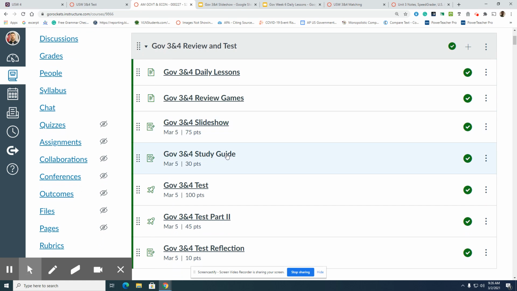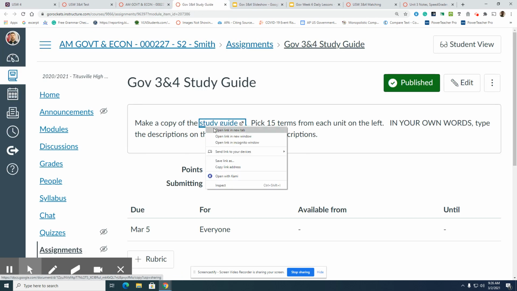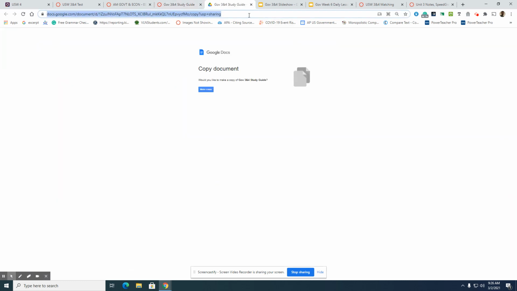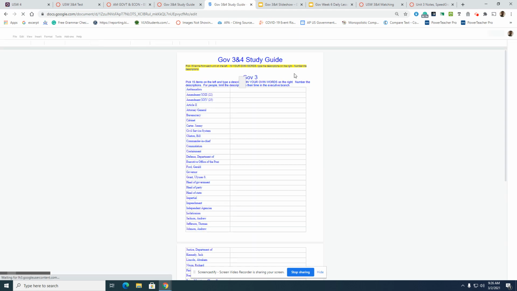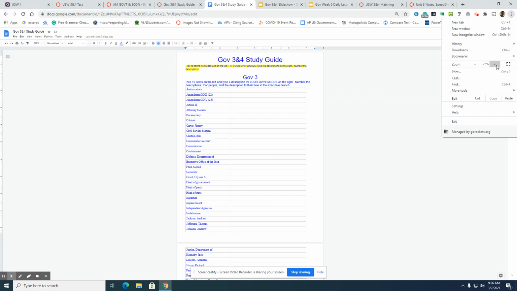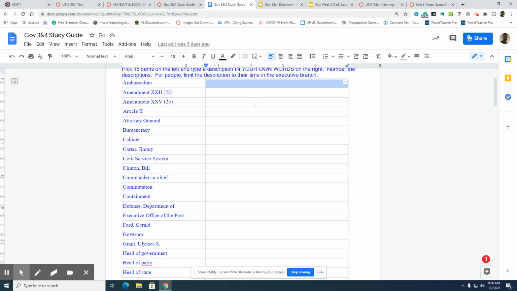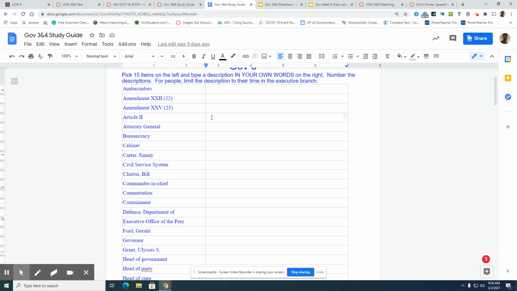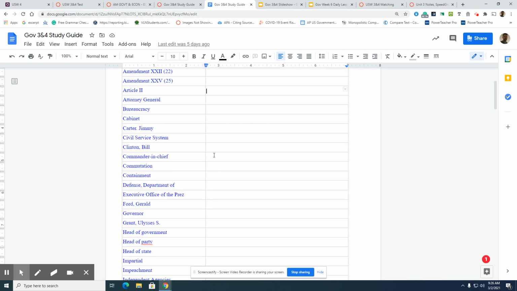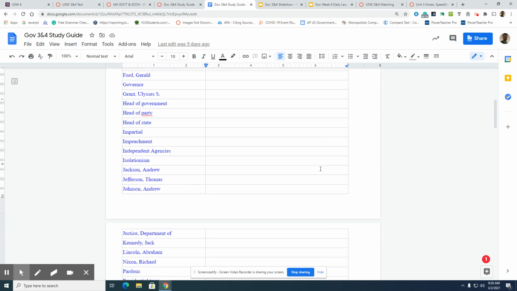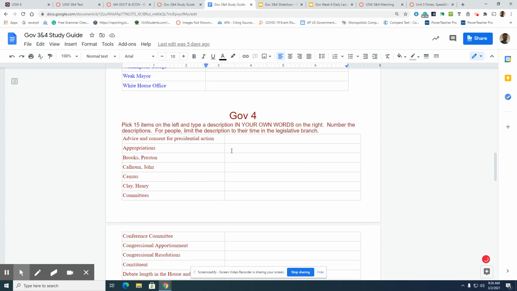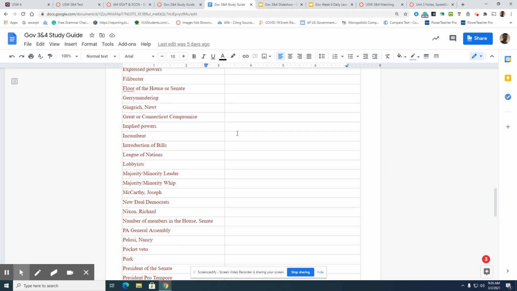You can work on that, or you can continue to work on the study guide, which we looked at yesterday. But once again, you're just looking for 15 terms once you make a copy. 15 terms from the Government 3 unit. So you would just pick one, for instance, and type a number 1 and define it. Then pick a second one, maybe Bill Clinton, type a number 2 and define it. So that way you have 15 altogether, and then 15 also from the Government 4.